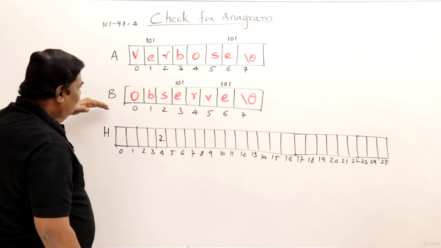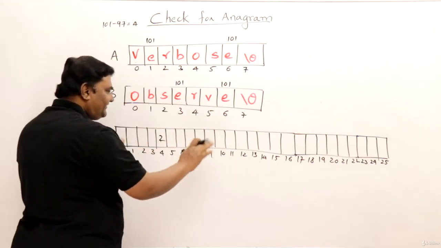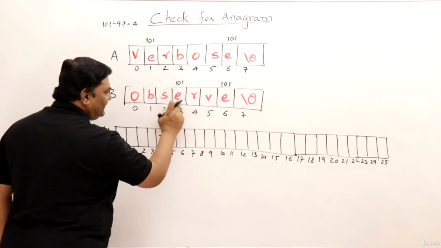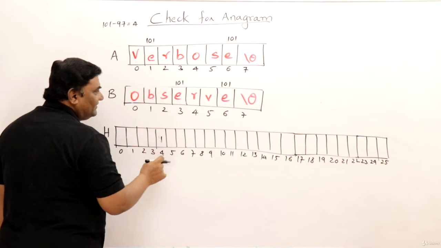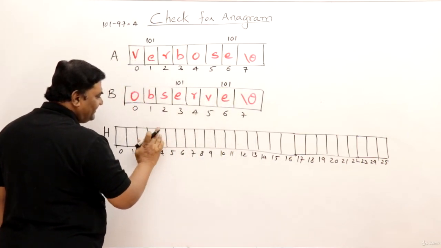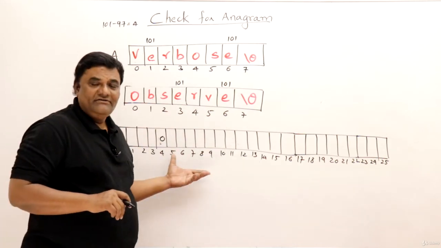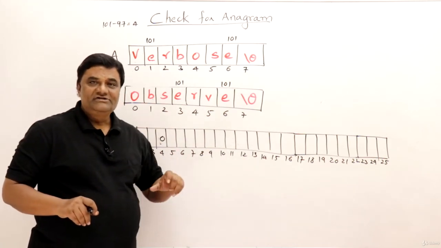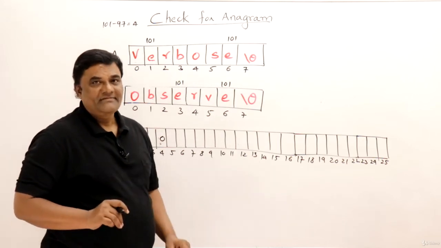Now while we are checking whether this string is an anagram of that one or not, for O, B, S, everything we check. Then when it comes to E, we go to the same index and decrement it and it will become 1. Then we come to this E, again we go to the same index and it will become 0. So it will not be -1. So even using hashing, using a hash table, we are able to handle the duplicates also.